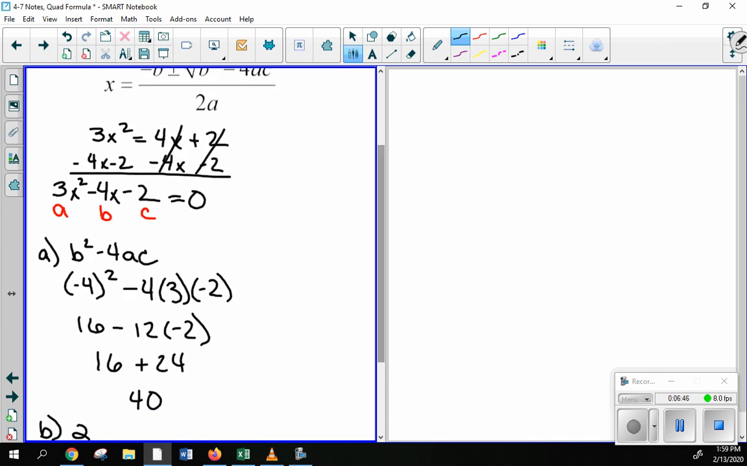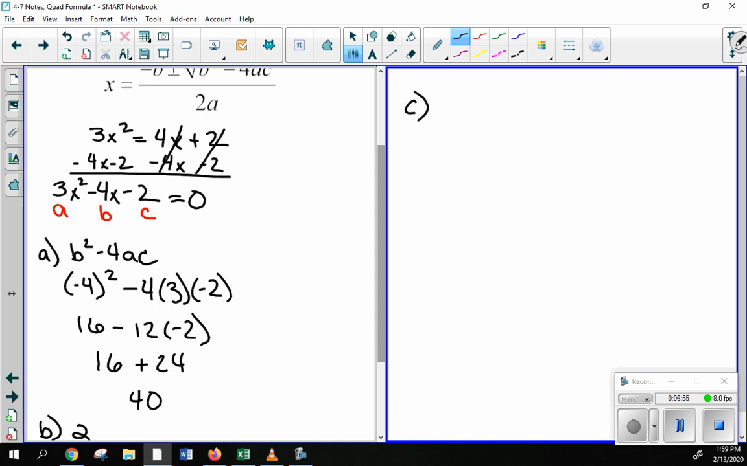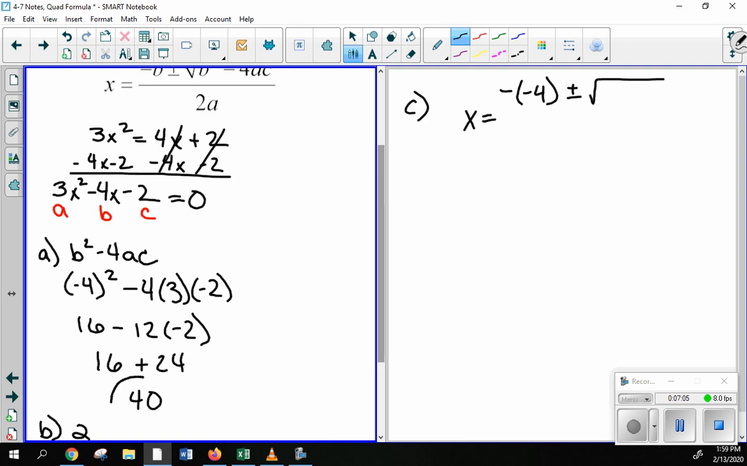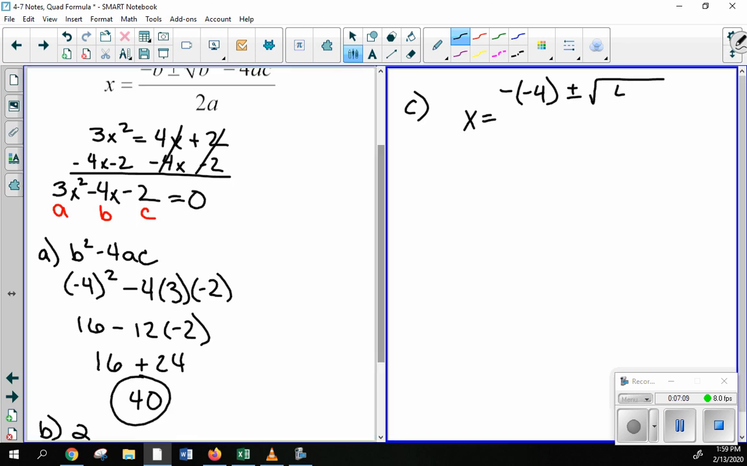Now here's the tricky part. 40 is not a perfect square, so when we stick it underneath that square root, we're going to end up with some decimals and fractions. So let's go ahead and try it. We have x equals -b, and the b value is -4, so I have a 4, plus or minus the square root, and here's where I'm going to use my value for part A to put underneath that root so that I don't have to redo it. Over 2 times 3, since my A value is 3.